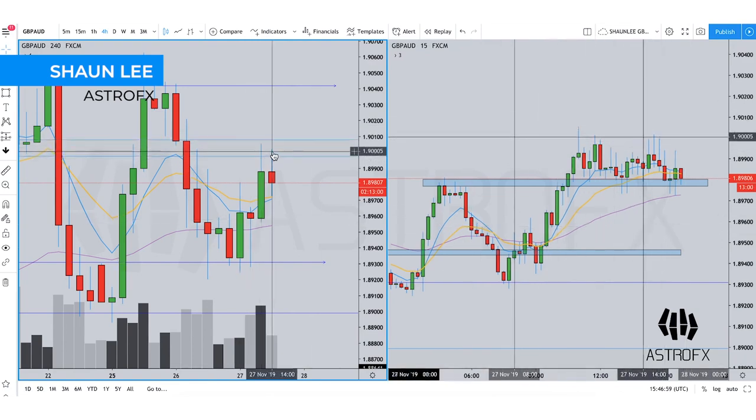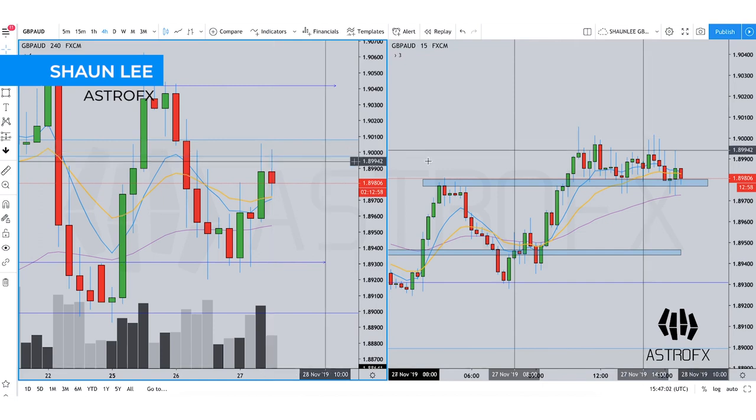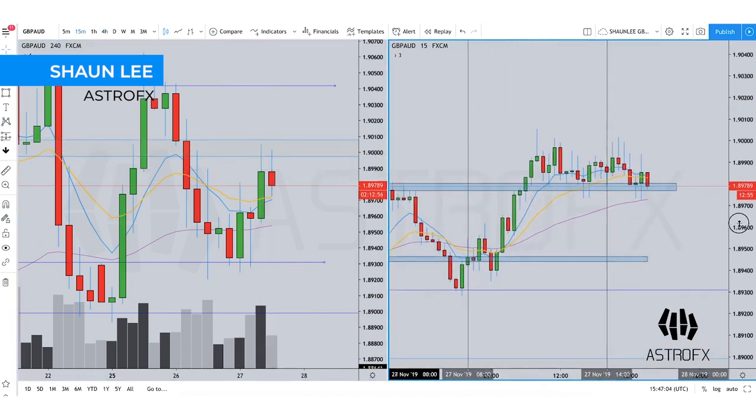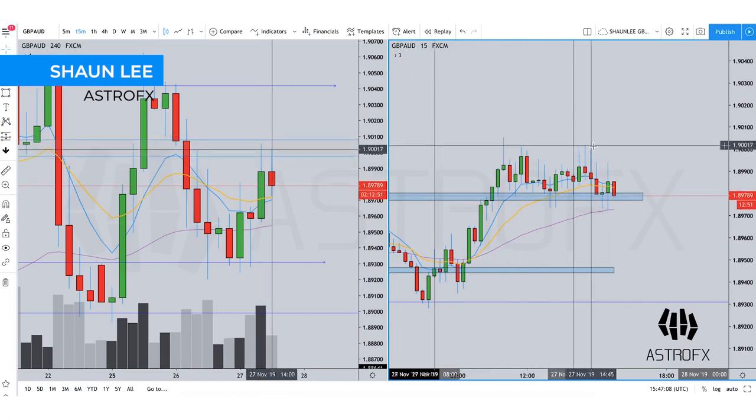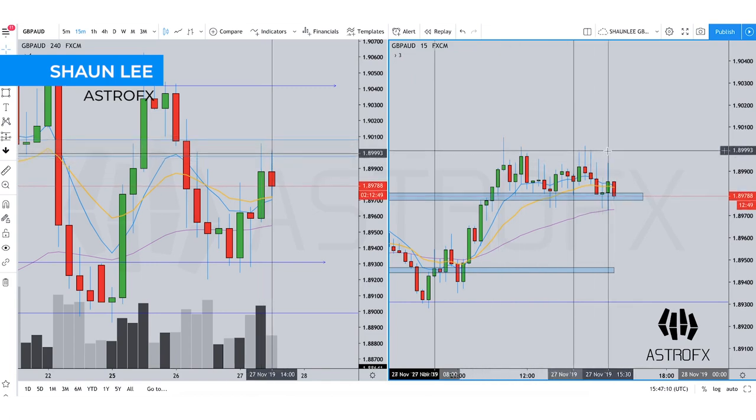So we know this area. I'm not going to copy and paste that one over. It can get a little messy. But with that being said, we know why we're using it as a resistance area. And look, it's also 1.9.